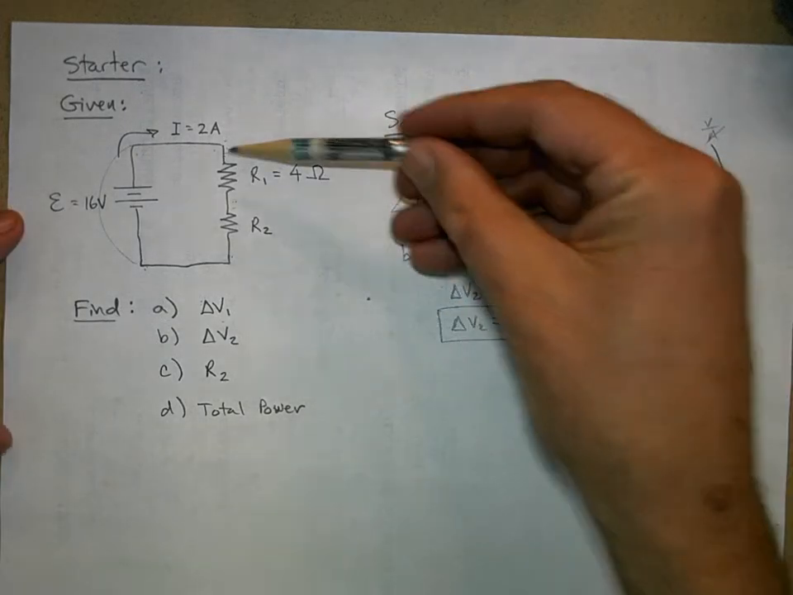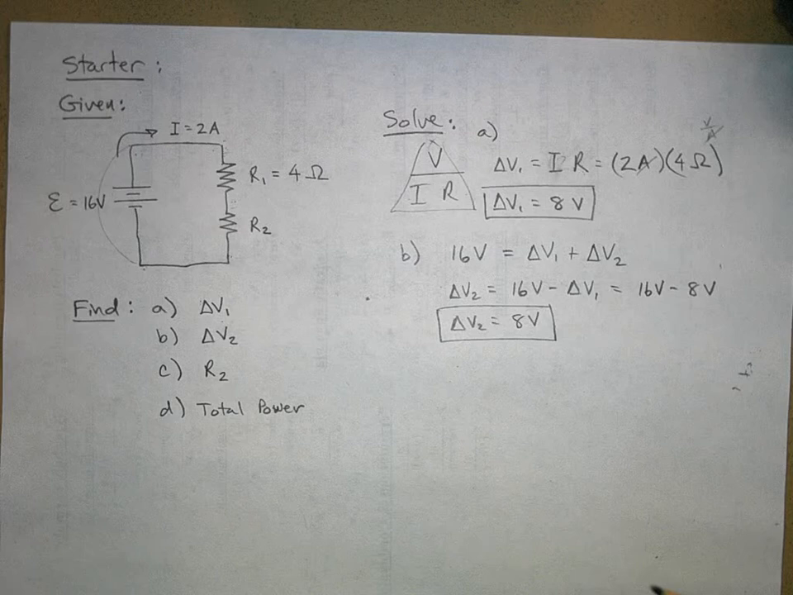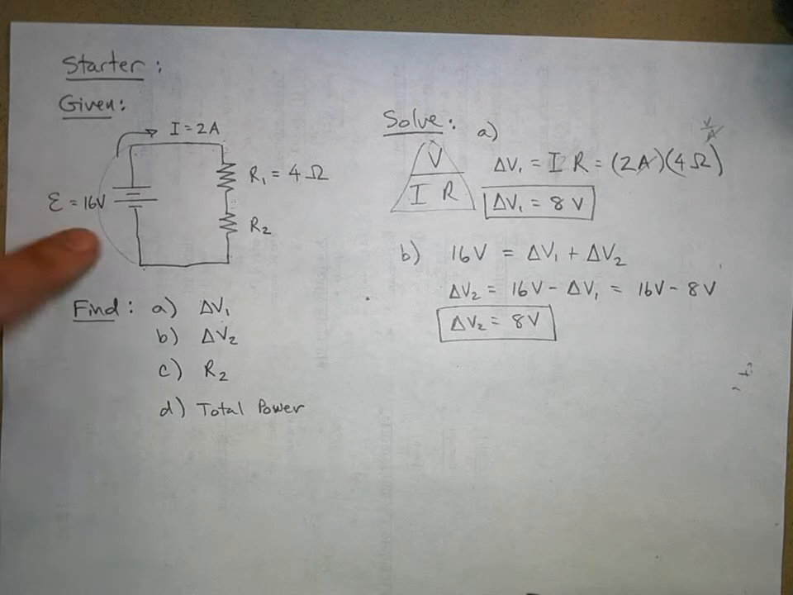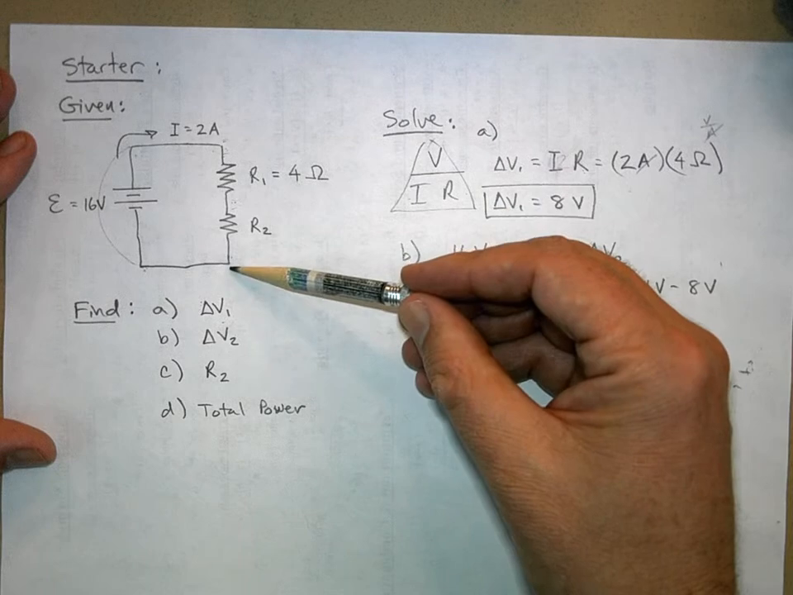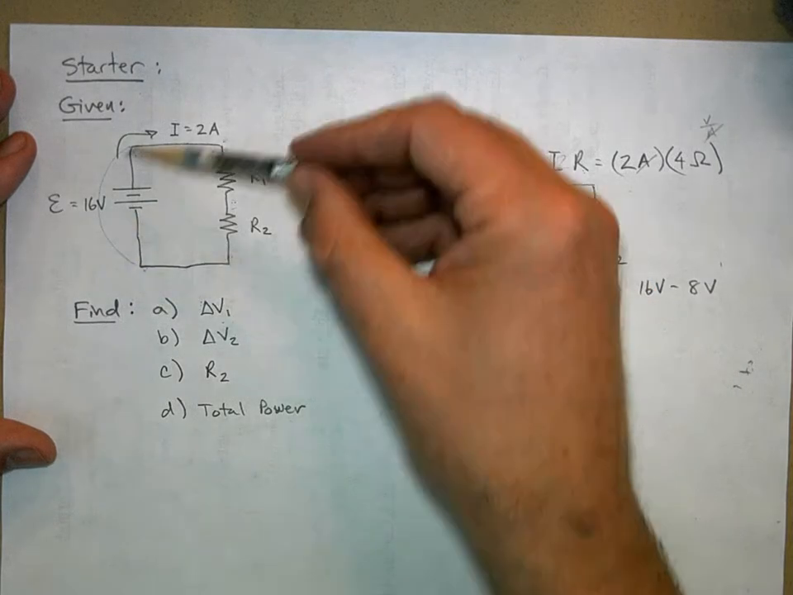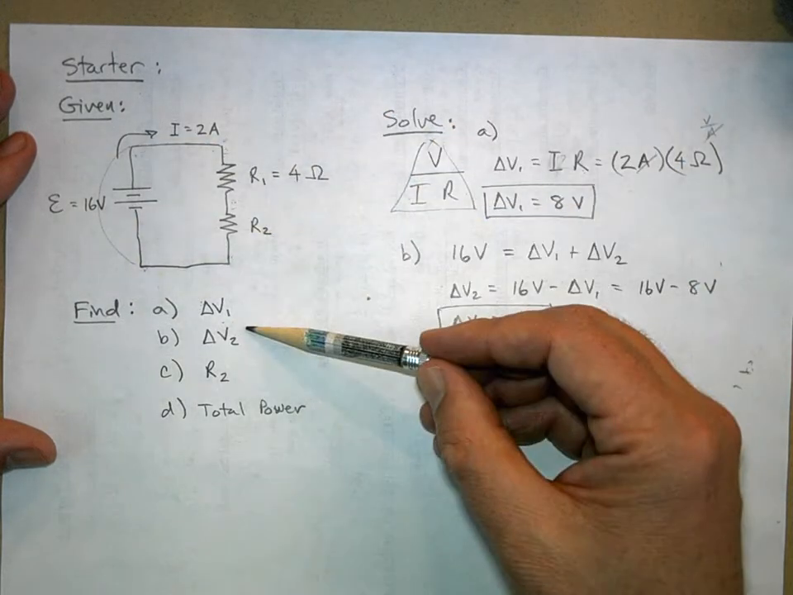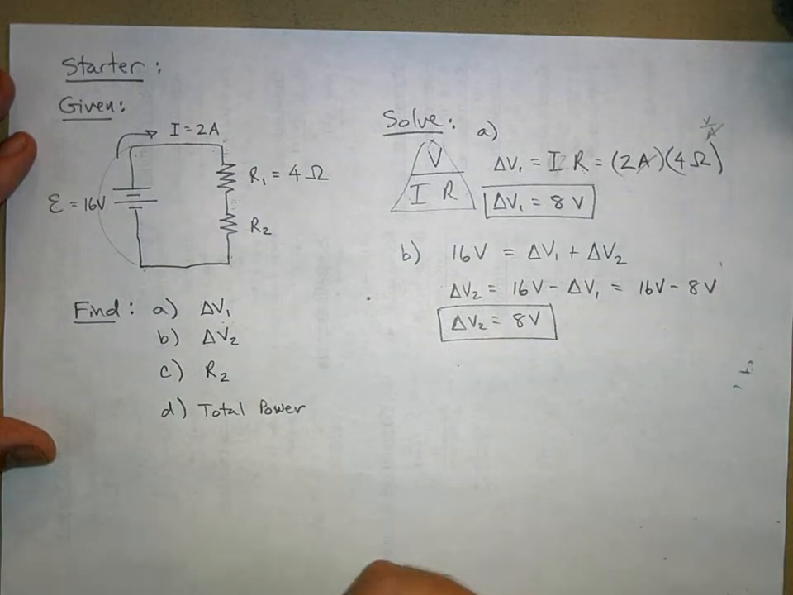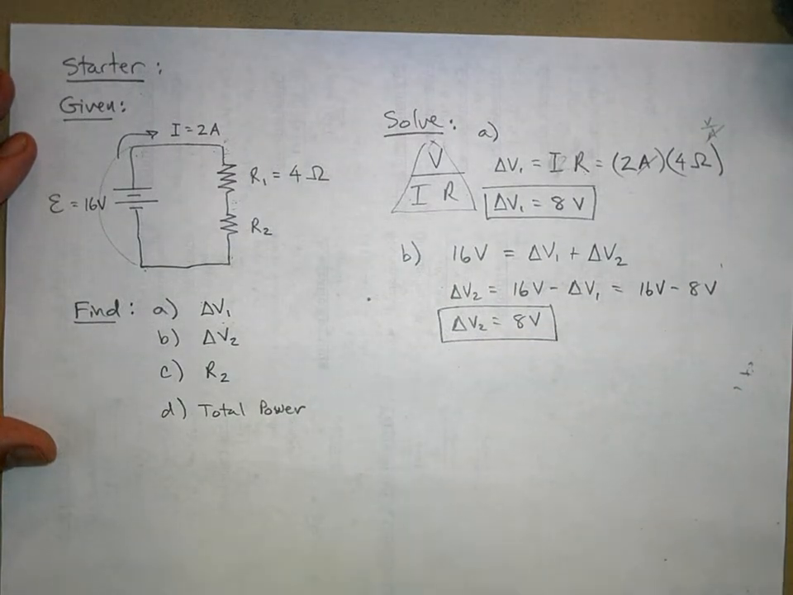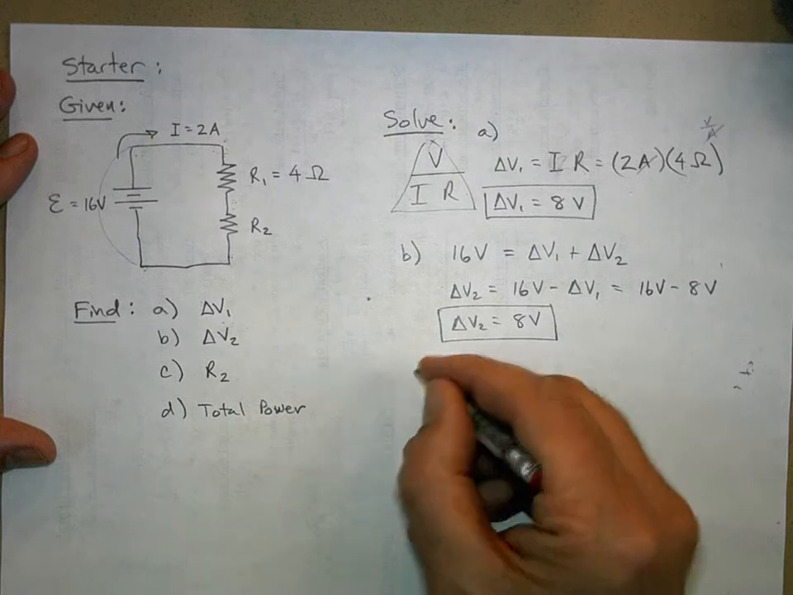So I didn't really mean to do that when I made up this problem. I should have picked a different number, like maybe 12 volts or something. But we dropped 8 volts, and then we dropped 8 volts, because we gained 16, so we have to lose 16 when we're going in a circle. Okay, does that make sense to everybody? I hope. All right, now part C.